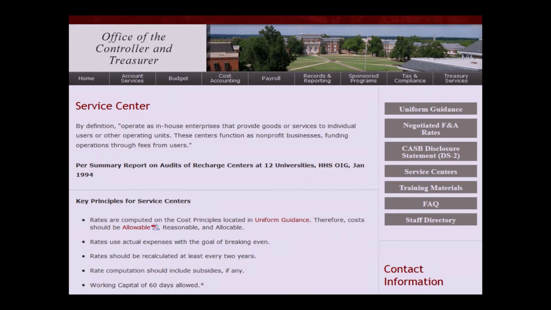The working capital definition here is different than the GAAP accounting definition, which is current assets minus current liabilities. The working capital definition here is annual operating expenses divided by 360 days to derive a daily expense, and then we multiply that times 60 days. And that's the amount that we are allowed to have on hand. The fourth principle is to recalculate the rates at a minimum of every 2 years. The fifth principle is subsidies, if any, must be included in the rate calculation since subsidies reduce actual expenses.